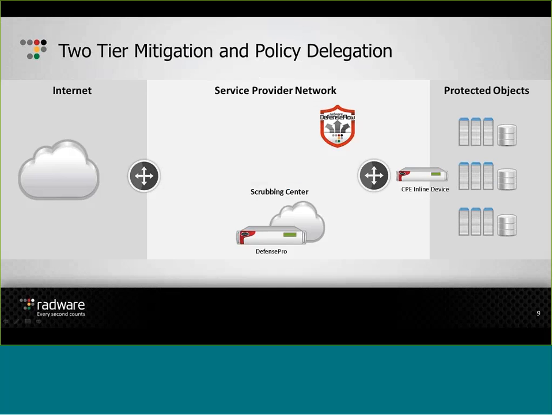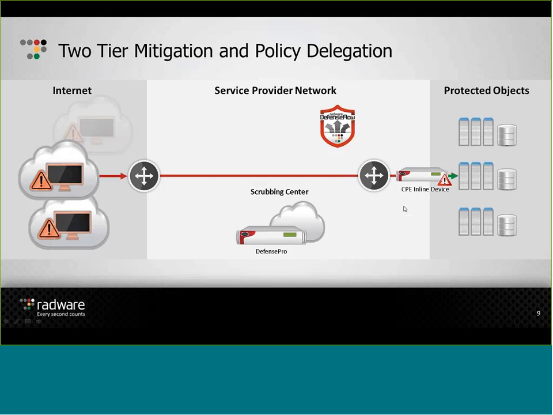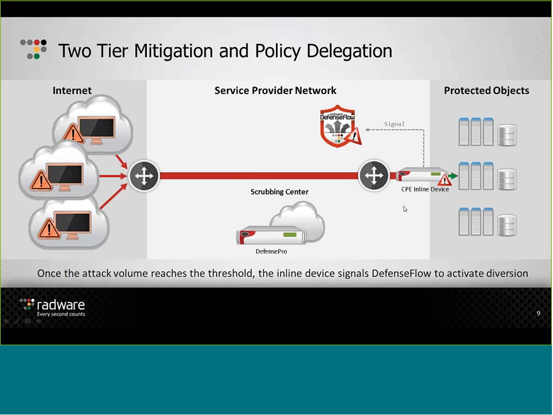So let's have a look at a short diagram regarding the concept of two-tier mitigation, so you will understand the concept of this protection. If the attack starts from the internet towards the protected object, the first line of defense will be the inline device, of course, the customer premises device, and it will start the mitigation immediately. If the attack increases and the traffic bypasses the threshold that we defined before, this device will signal Defenseflow that the threshold is breached and that the traffic should be diverted because we may have a pipe saturation here on the premises.